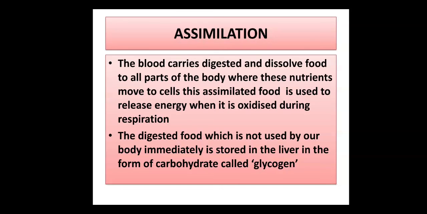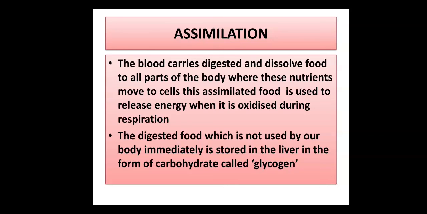The second point: the digested food which is not used by our body immediately is stored in the liver in the form of carbohydrate called glycogen. It is very interesting that again liver is here, as we have already discussed the important function of liver. Before going to the heart, blood first goes to the liver, for detoxification of the nutrient.